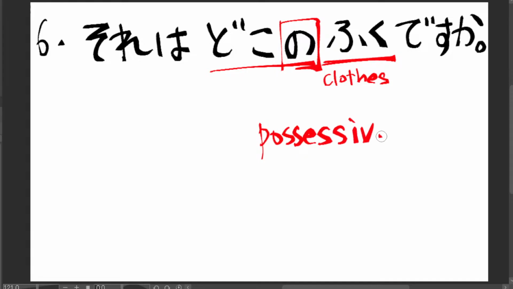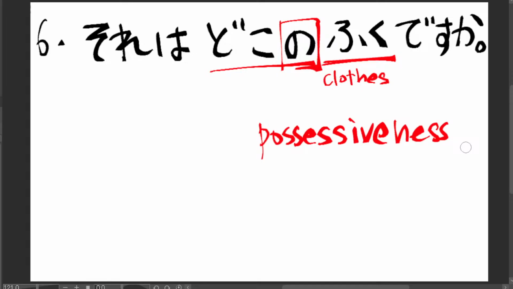Can I write that? Possessiveness. Yes, I think that's about right. Possessiveness. Okay, so no, here is the possessiveness. So 私の, it's mine. あなたの, your. Okay, so どこの, where. To where does it belong?